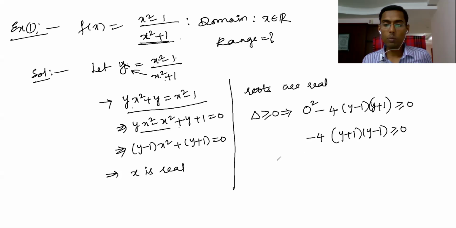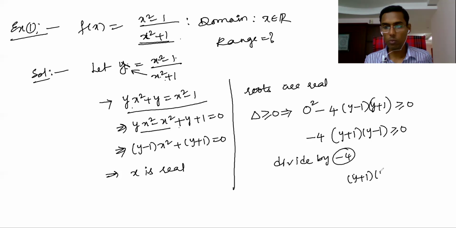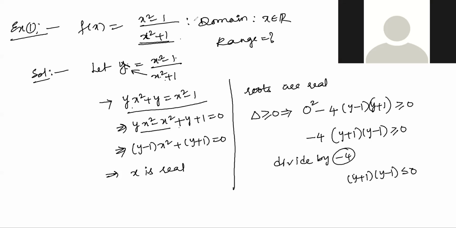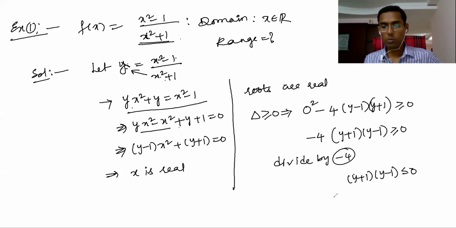If I divide by minus 4, what will happen? The sign will change. Minus 4 gets cancelled, the sign will change. Y plus 1 into y minus 1 is less than or equal to 0. Less than or equal to 0 means y lies between the roots. What are the roots? Minus 1 to 1.